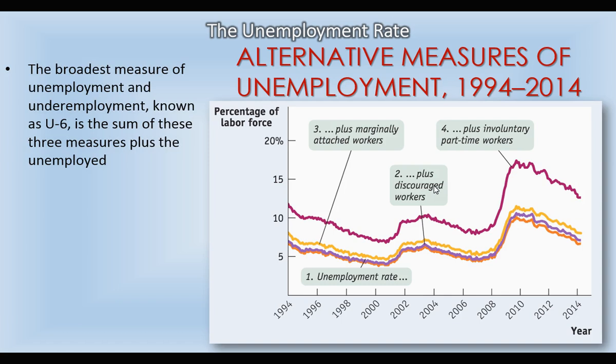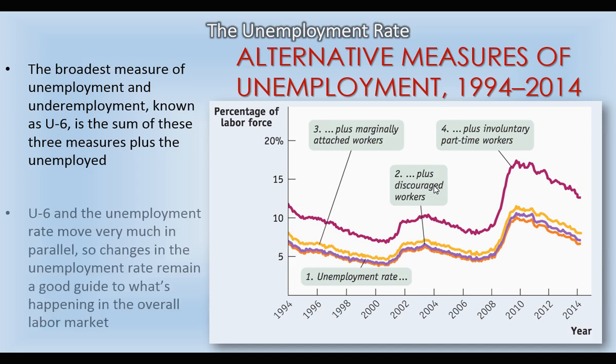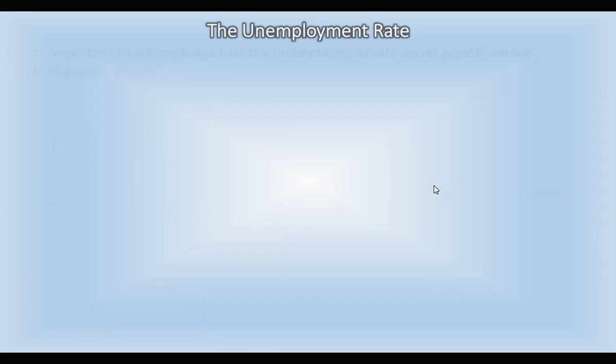So the broadest measure of unemployment and underemployment, which is known as U6, is the sum of these three measures plus the unemployed. U6 and the unemployment rate move very much in parallel, so changes in the unemployment rate remain a good guide to what's happening in the overall labor market.